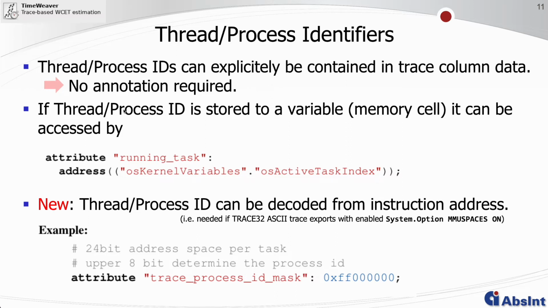required. Also, if the ID is stored into a variable or memory cell, it can be accessed by the well-known attribute running task. But some debuggers encode the thread or process identifier into the instruction addresses. In that case, you can use the new attribute trace process ID mask to tell the analyzer where the process ID can be found in the instruction address and to decode the identifier correctly.